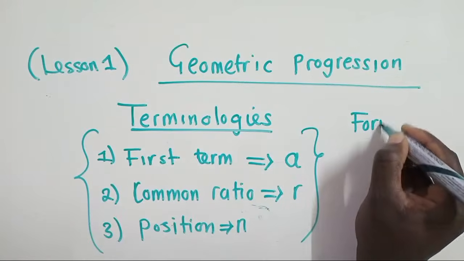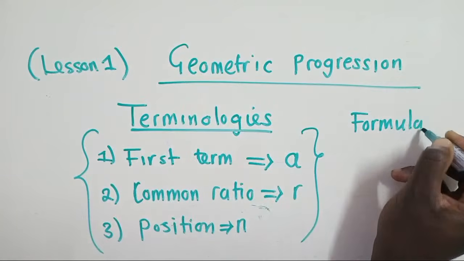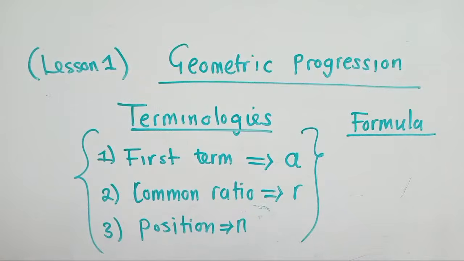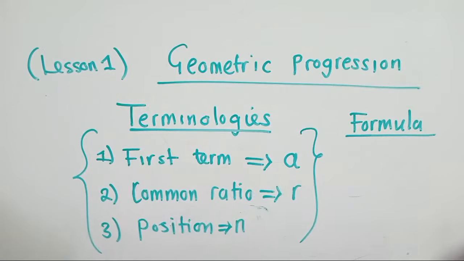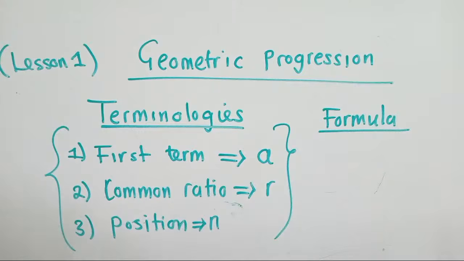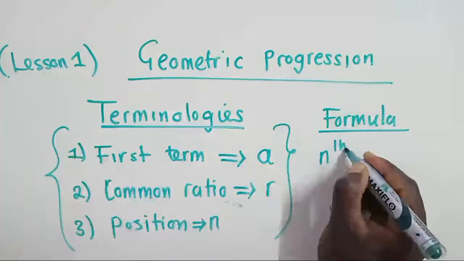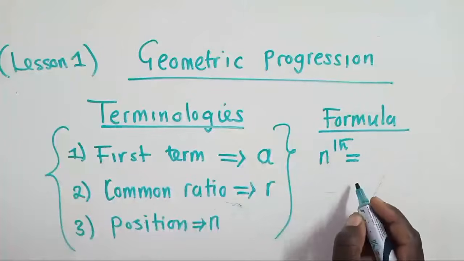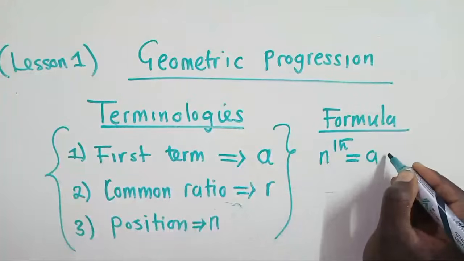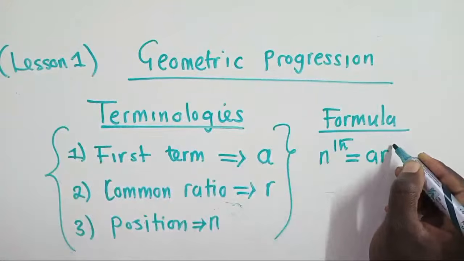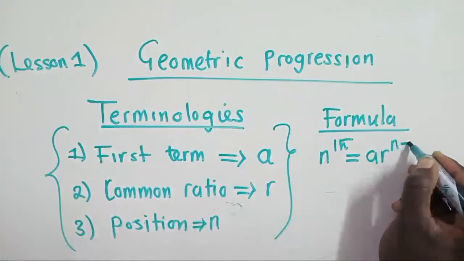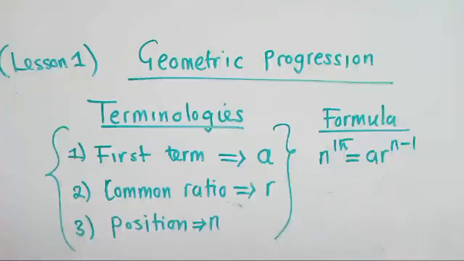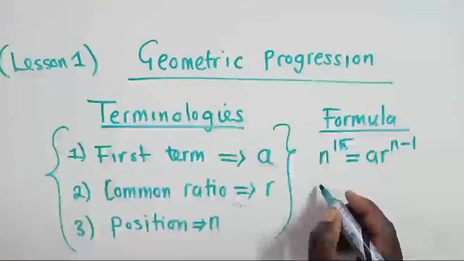All right, so after knowing these terminologies, there is something else you must stick to, and these are formulas. Okay? The formulas, they are also very important. So the first formula that you must keep in mind is the nth term formula. Formula for finding the term, which is A multiplied by R power n minus 1. This is important. This is formula number 1.